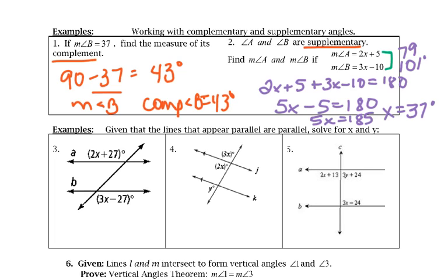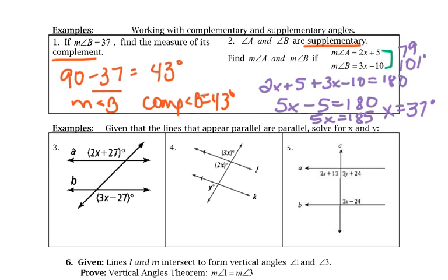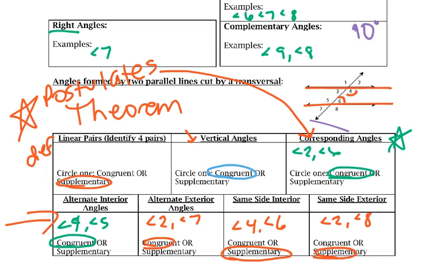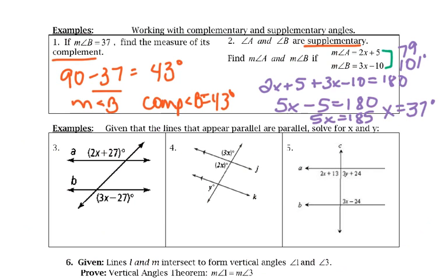Okay, for the next 3 examples, it says, given that the lines that appear parallel are parallel, solve for x and y. So you're going to use what you know about corresponding angles or alternate exterior angles. So what we did on the previous page, down here, you're going to use all of that to solve these problems. And so I'll just show you one example, and then you can pause and do the other ones.